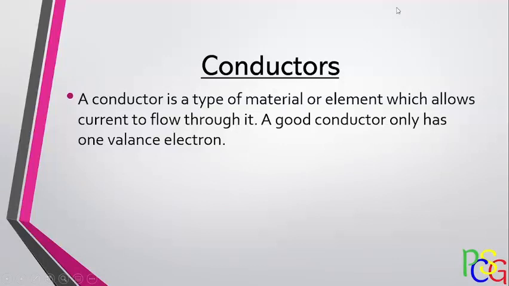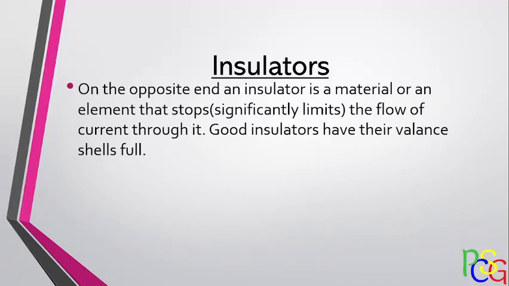Right, sorry about that. So we're going to move on to insulators. On the opposite end, an insulator is a material or element that stops or significantly limits the flow of current through it. Good insulators have their valence shells full. As I was saying, when the valence shell only has one electron, it is a good conductor. When it's full, it is a good insulator. So the conductor is the opposite of an insulator, and the insulator is the opposite of a conductor, whereas the conductor allows for free flowing current and the insulator restricts the flow of that current.